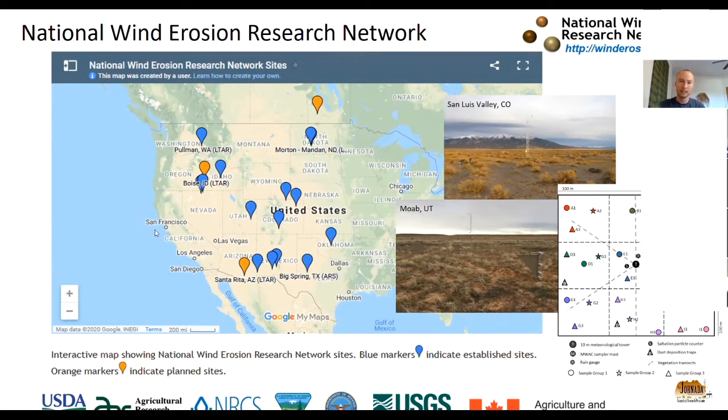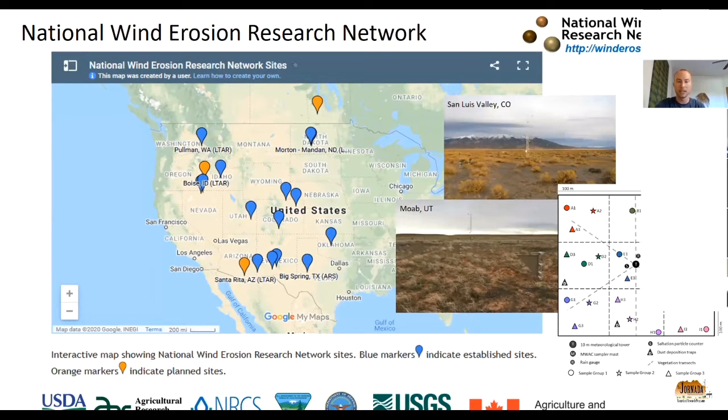So we're near complete with the current set of sites we have, although not all of them are actively collecting data. And we've been really successful in implementing a core set of standard monitoring methods to measure aeolian processes and their controls across a range of agroecosystems, which just hasn't happened before.